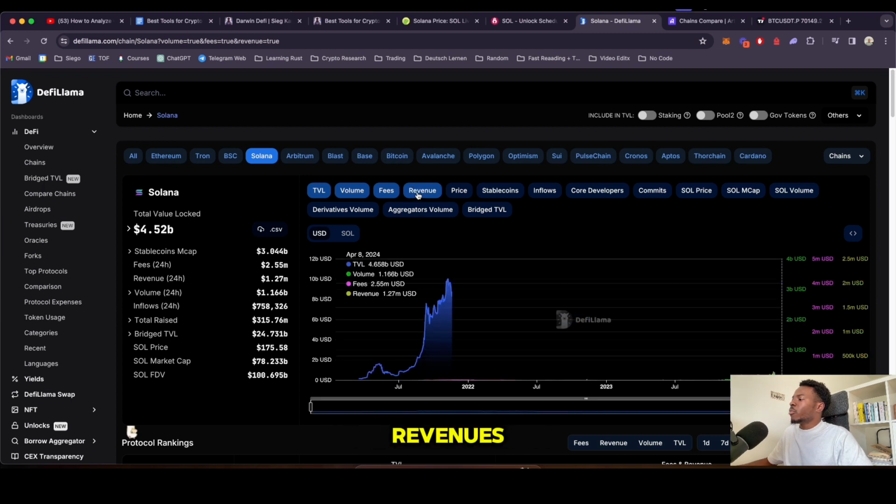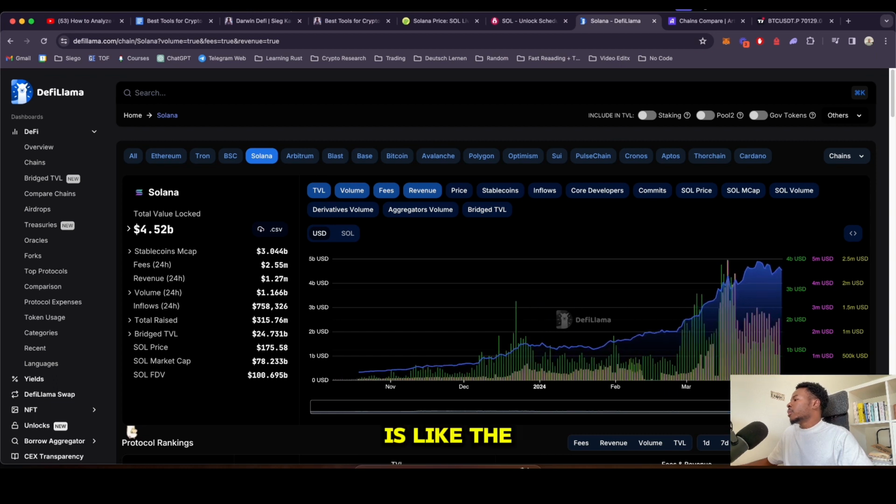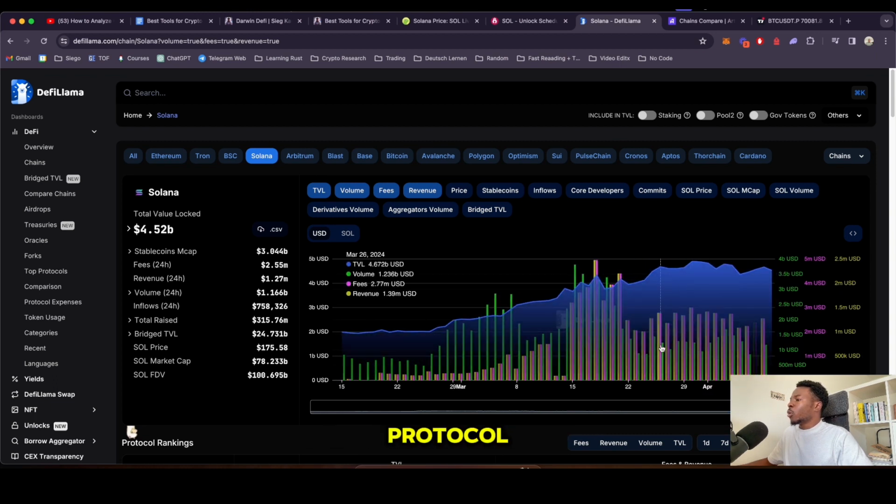Maybe you can even check the revenues, right? Because the revenues is like the fees that are generated from the protocol, like what the users who use the protocol pay, and what actually goes back to the Solana Foundation. So yeah, you can see a lot of different metrics using Defillama about the users of the protocol, and how much is actually locked on this protocol.